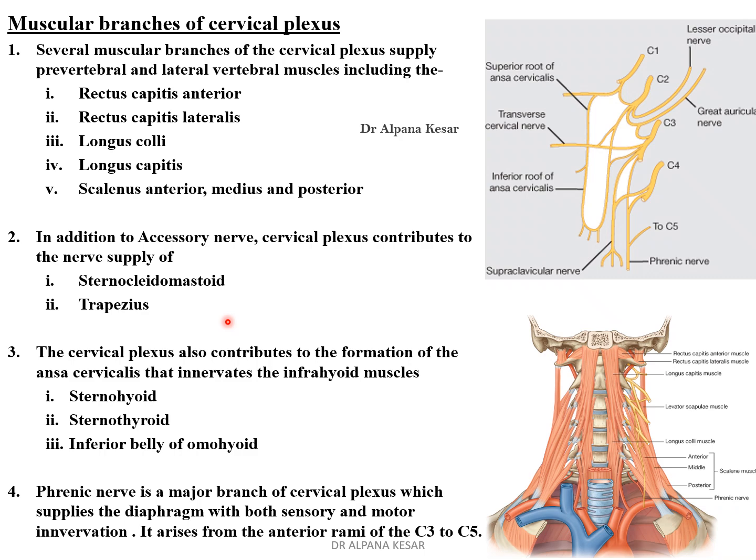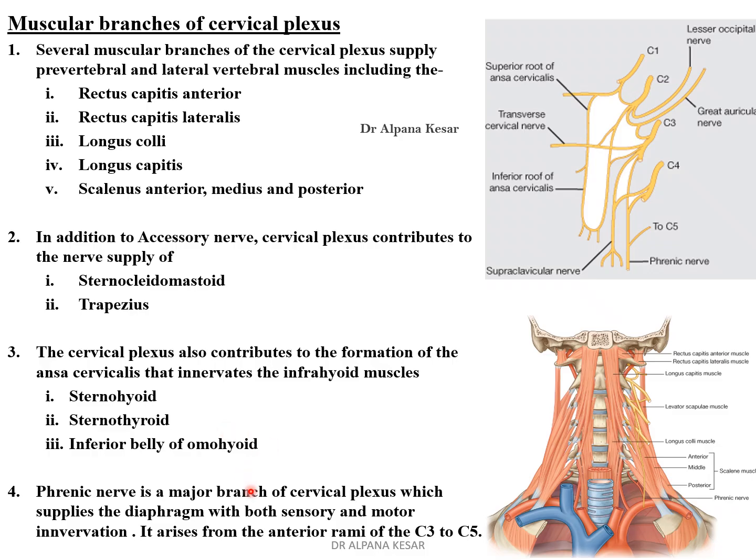Sternocleidomastoid and trapezius are not just supplied by the accessory nerve but are also supplied by cervical plexus, which contributes to their nerve supply. The cervical plexus also contributes to the formation of Ansa cervicalis, and the Ansa cervicalis innervates the infrahyoid muscles, that is sternohyoid, sternothyroid, and the inferior belly of omohyoid.